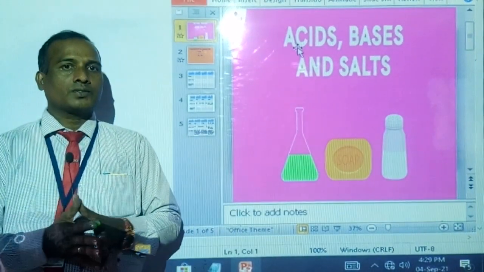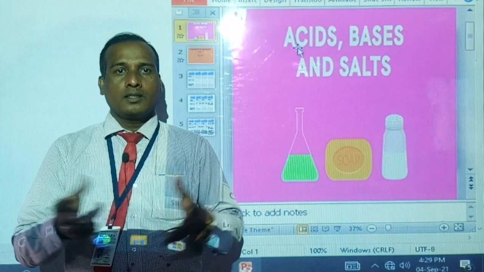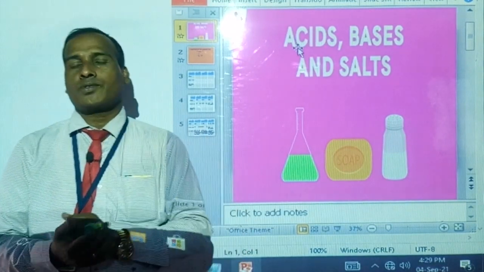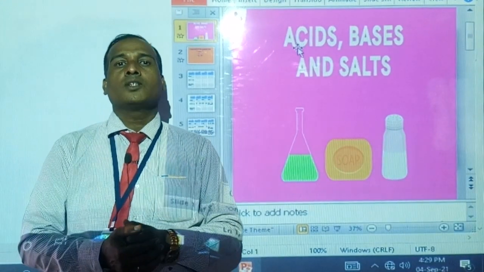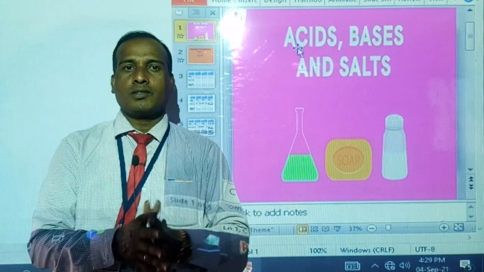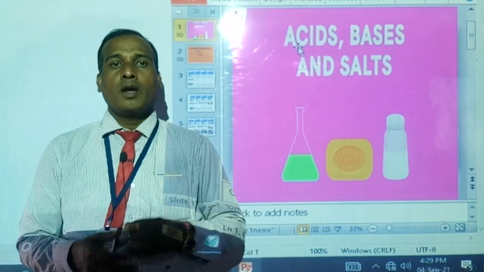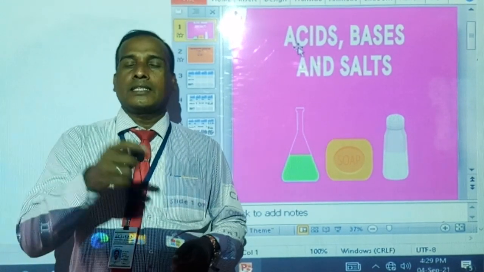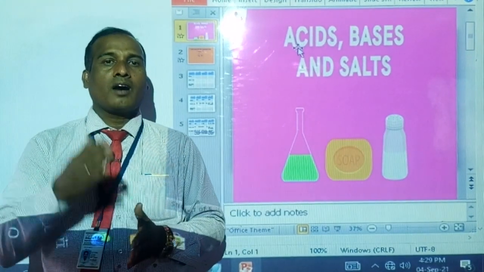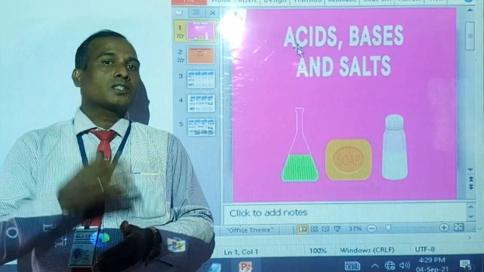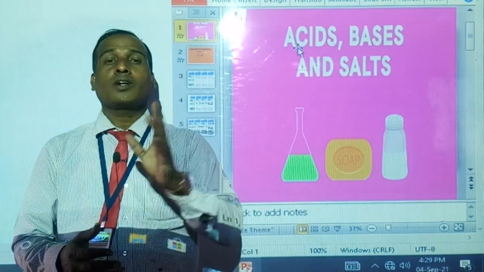Whatever chemical substances there are, friends, generally almost all chemical substances are broadly classified into 3 groups. What are they? One is acid, one is base, another one is salt. Let us discuss them according to their categories, according to their tastes, and by using indicators, how we can find out which chemical substances are acids, which are bases, and which are salts or neutral substances.